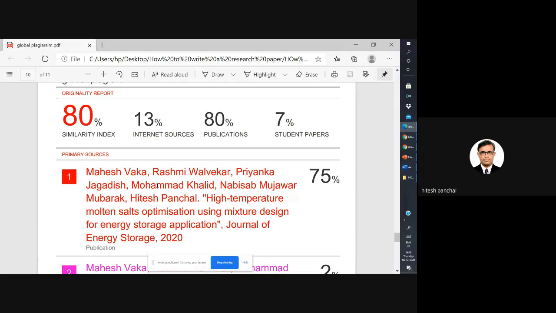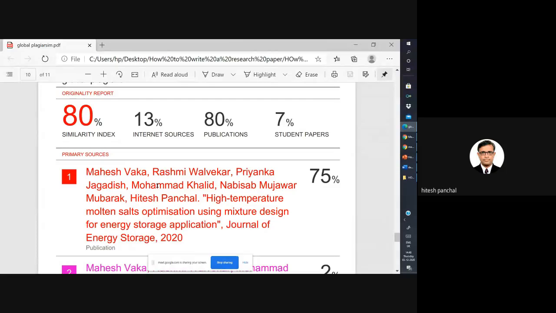As I have told you earlier, if you see about a 70% similarity index or plagiarism, that means your paper comes under global plagiarism. You can see 75%. Straight away your research article is rejected, and you will be blacklisted, not only for that particular journal, but also for the other journals of the same publisher.